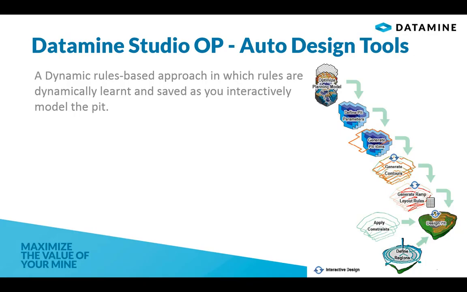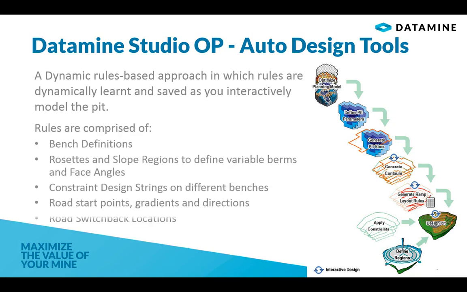Okay, the next major new feature are the auto design tools in Studio OP. The auto design tools are a dynamic rules-based approach where the rules are dynamically learned and saved as you interactively model the pit. The rules are comprised of bench definitions, rosettes and slope regions, and defining variable berms and face angles, constraint design strings, which we can have on different benches, road start points, gradients and directions, and road switchback locations.